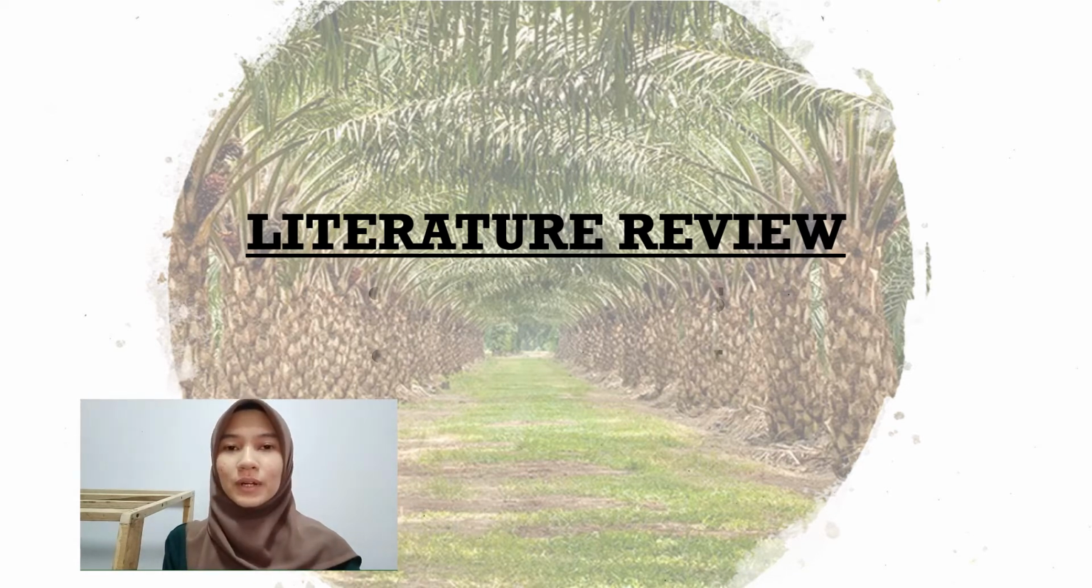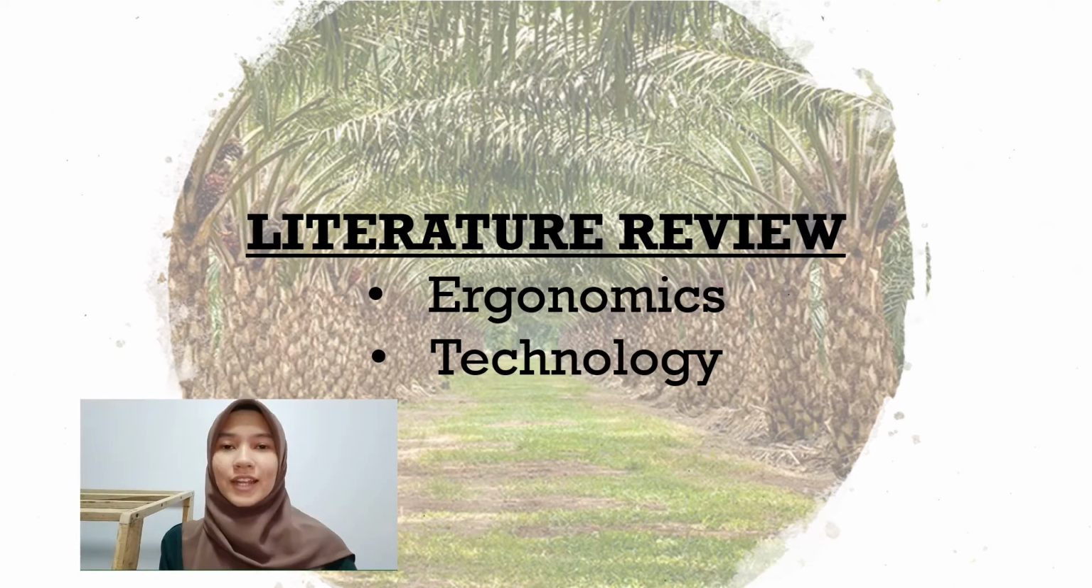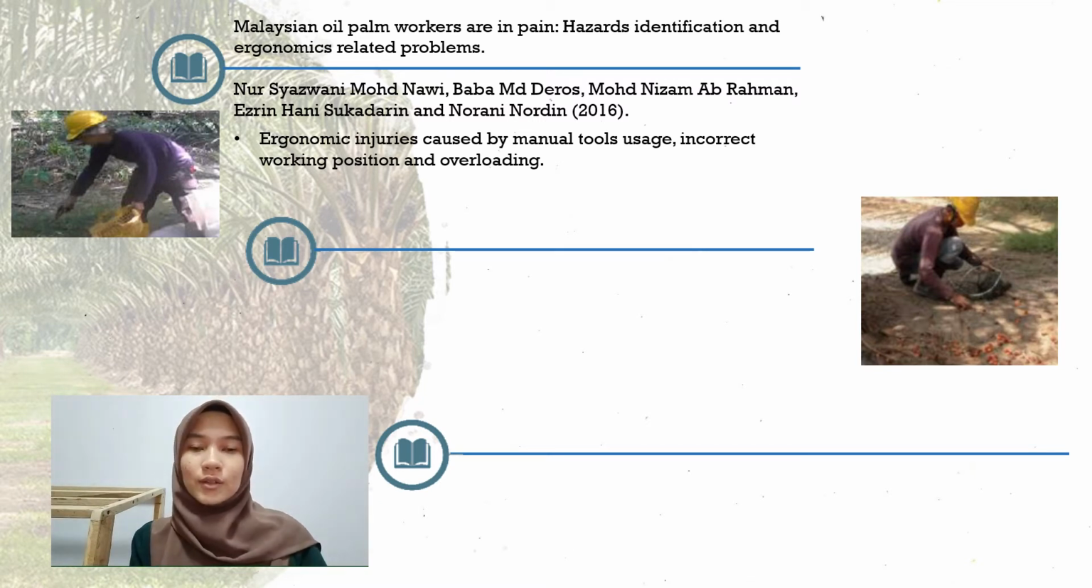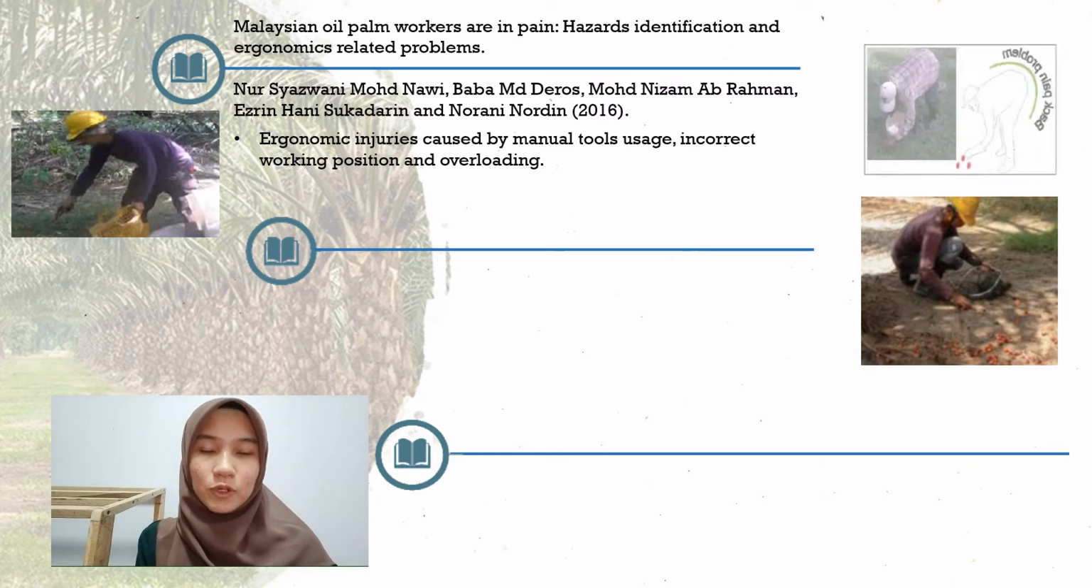The topics were about ergonomics and technology. Based on the article Malaysian Oil Palm Workers Are in Pain, which explains hazard identification and ergonomic related problems, that was published in 2016, it mentioned that manual tools utilization can cause ergonomic injuries. Also, the study highlighted that the workers are bending the body while sweeping the loose fruits, as shown in the figures. This activity will bring about back pain problems for the workers.